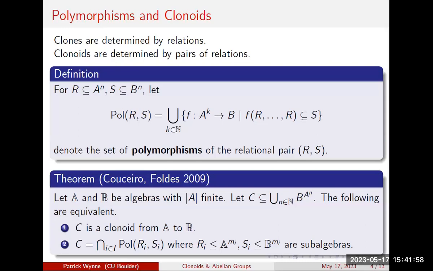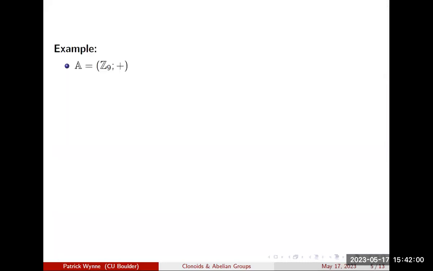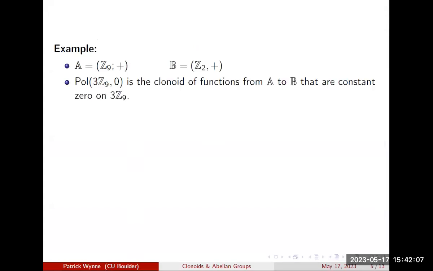So, an example of this, let's take A to be the integers modulo 9, and B to be the integers modulo 2. Then here I'm thinking of 3 times Z9 as a unary relation on A, and 0 as a unary relation on B. Then the polymorphisms of this relational pair are all the functions that map 3 times Z9 to 0. So they're constant on 3 times Z9. So if all the inputs come from 3 times Z9, then the output will be a 0 inside of Z2.